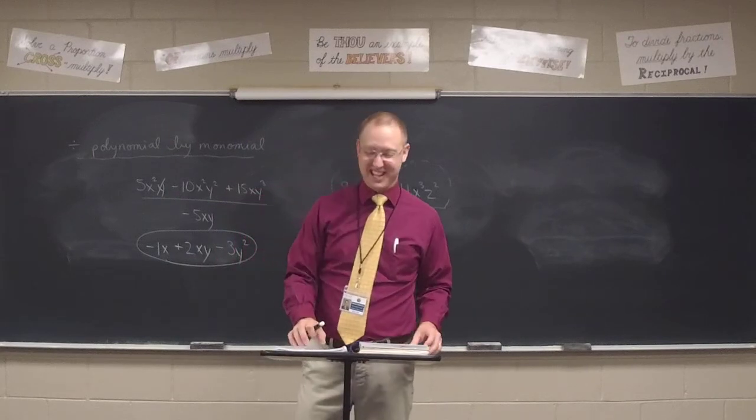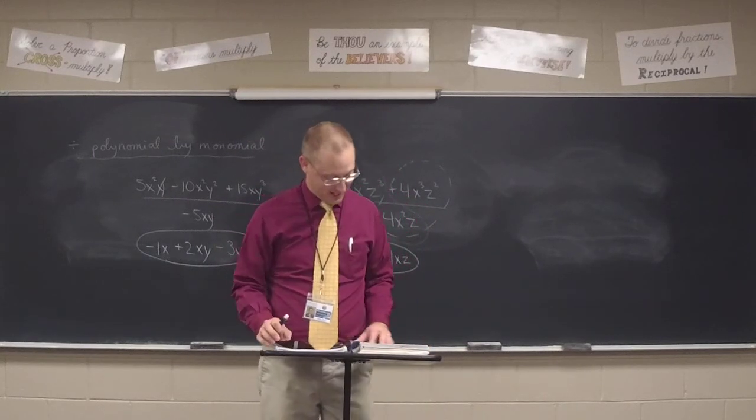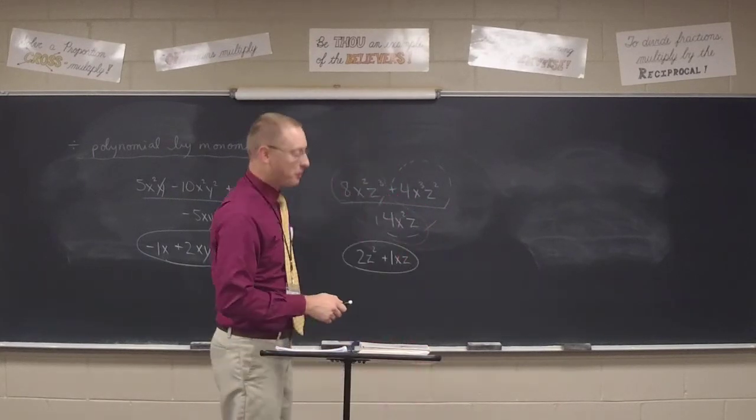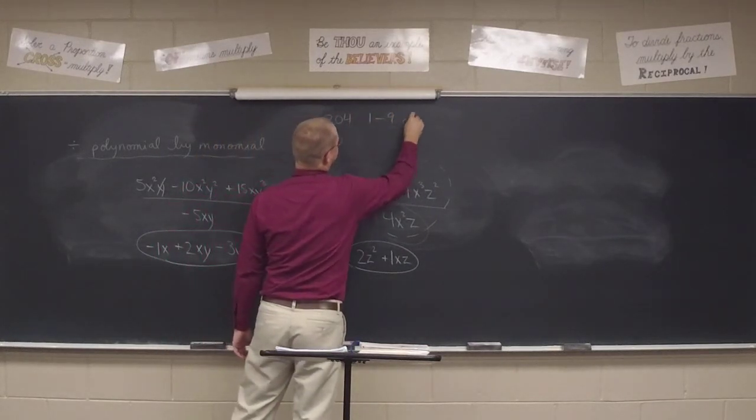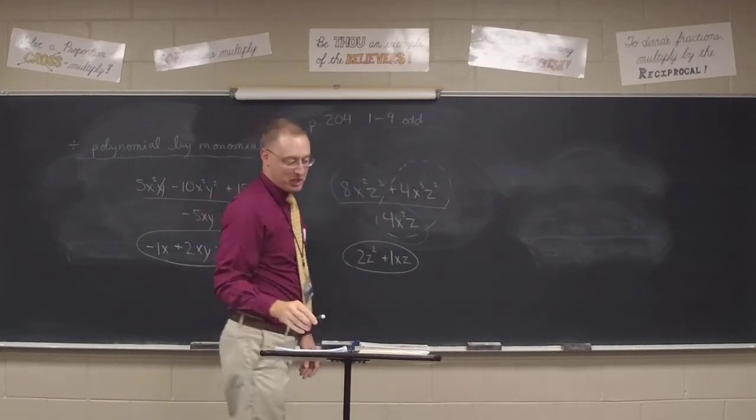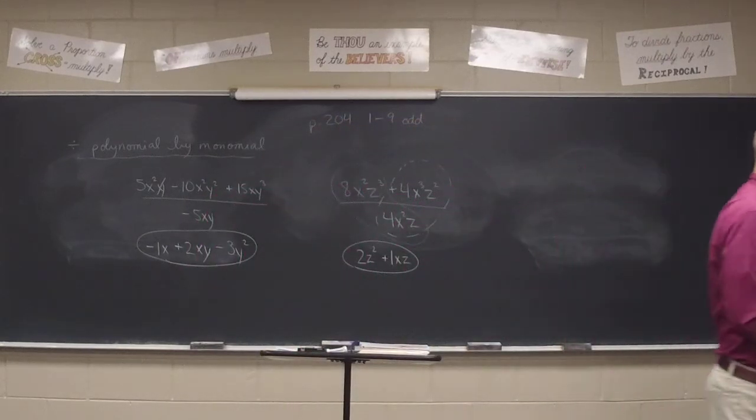Page 204 in your textbooks. I want you to practice with a few of these. On page 204, I want you to do numbers 1 through 9, the odd ones, at the top of the page, dividing polynomials by monomials.